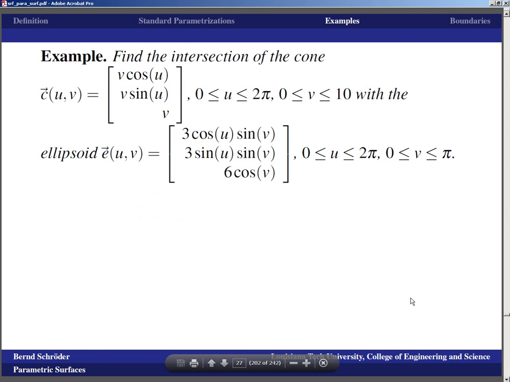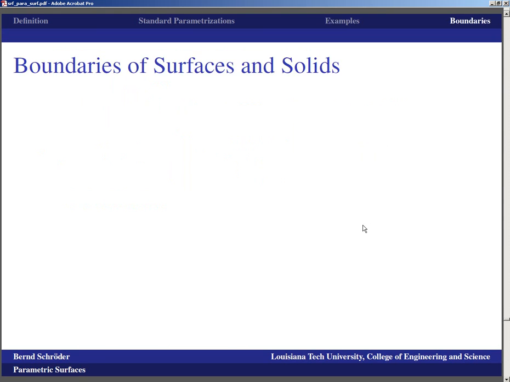All right, so now I think we move on. Yeah, let's look at that. That was just my reminder for myself to go to the MathCAD file.